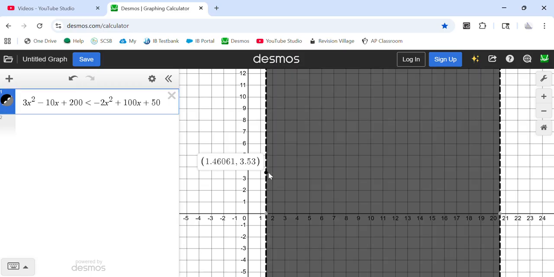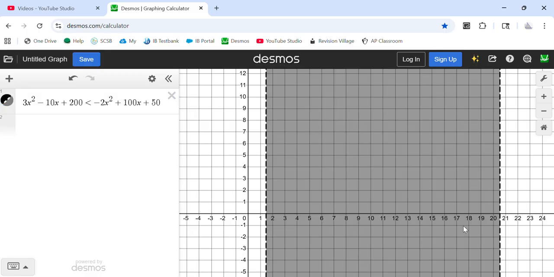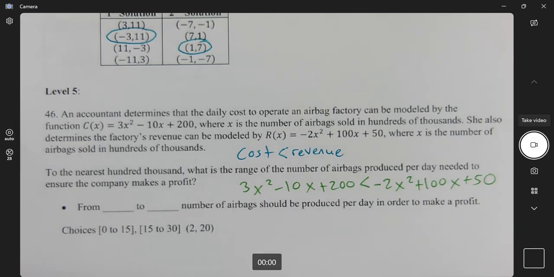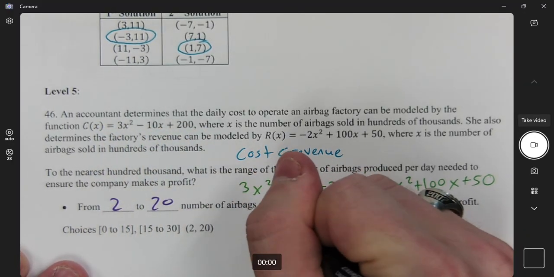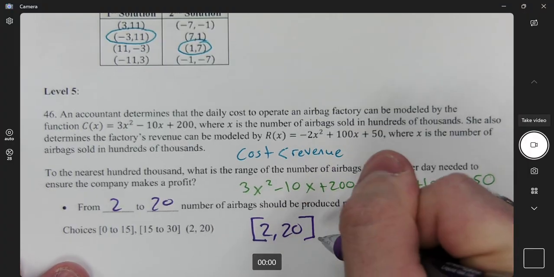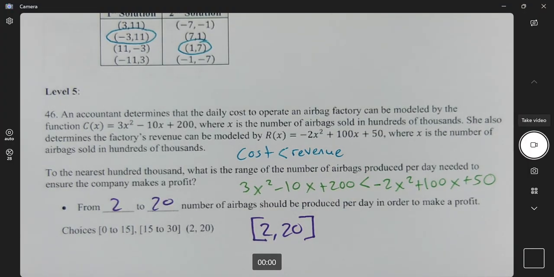If you want to use the dotted lines, which would be parentheses, you would have to do 1.46 to 20.54, but it says to the nearest 100,000, so that doesn't make any sense. So the answer actually is from 2 to 20, but it's not in parentheses. It's technically in brackets because 2 is within the shaded zone and 20 is within the shaded zone.